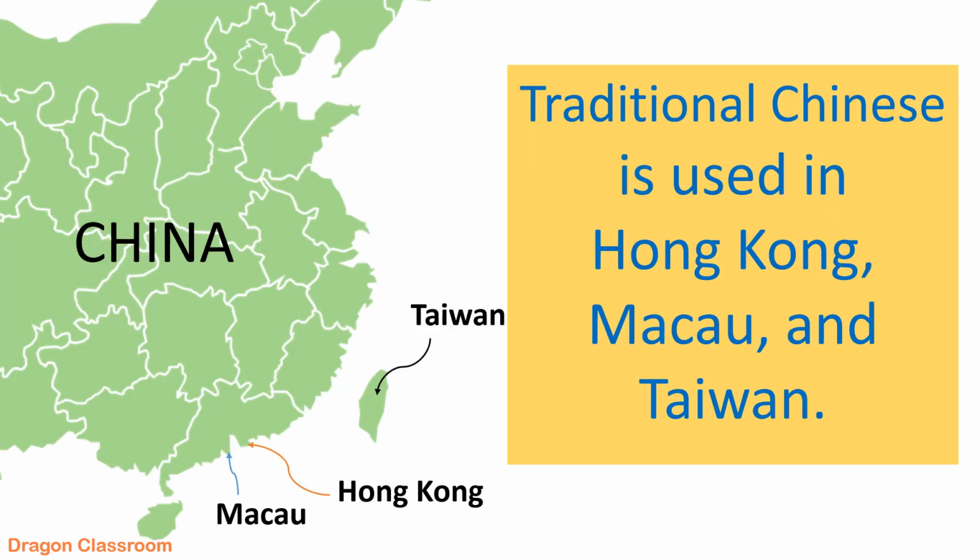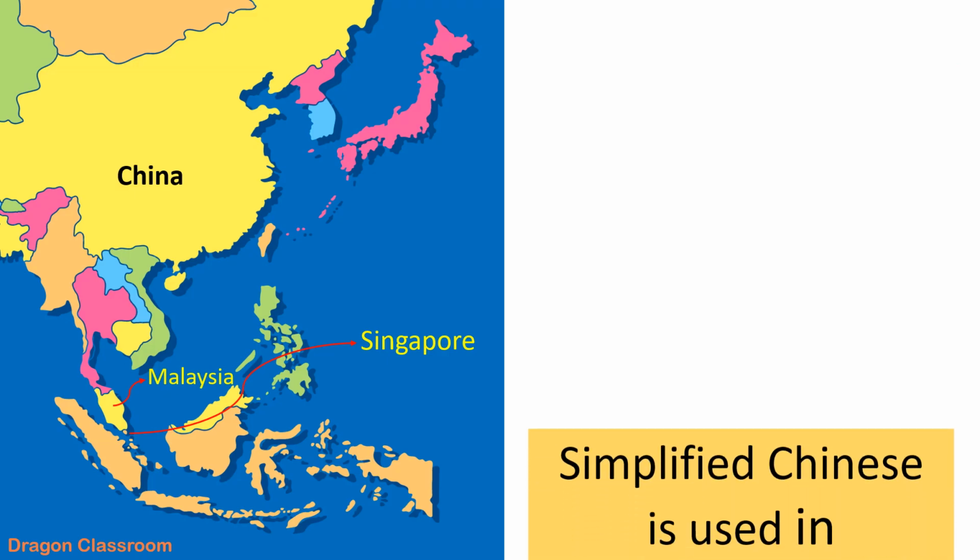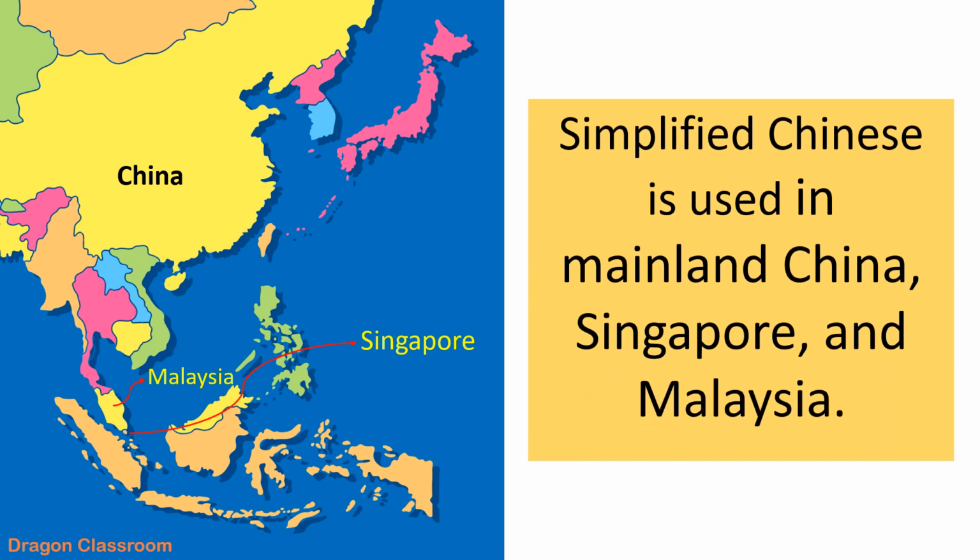Today, traditional Chinese is used in Hong Kong, Macau, and Taiwan. On the other hand, simplified Chinese is used in mainland China, Singapore, and Malaysia.